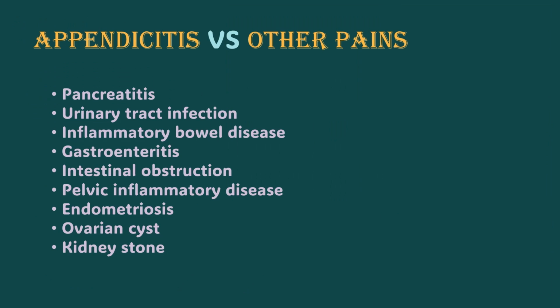Sometimes other conditions can mimic the symptoms of appendicitis, like pancreatitis, urinary tract infection, inflammatory bowel disease, gastroenteritis, intestinal obstruction, pelvic inflammatory disease, endometriosis, ovarian cyst, and kidney stones.